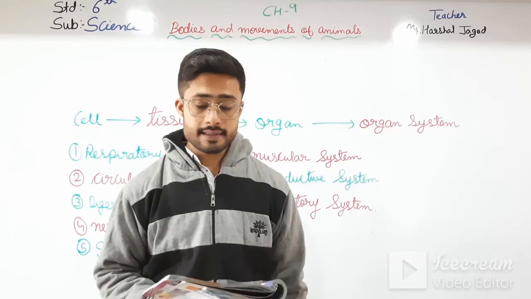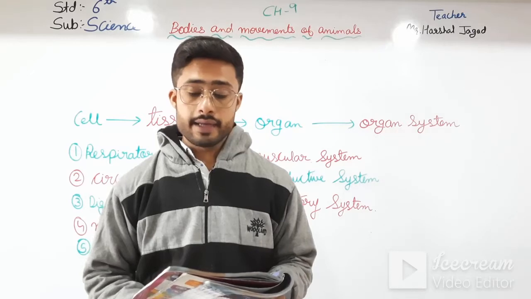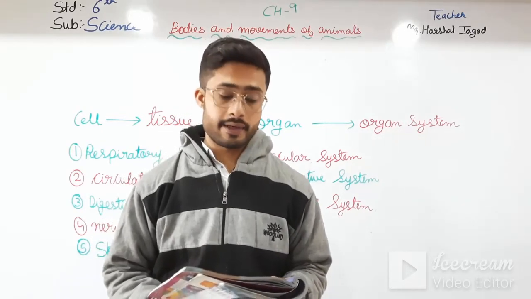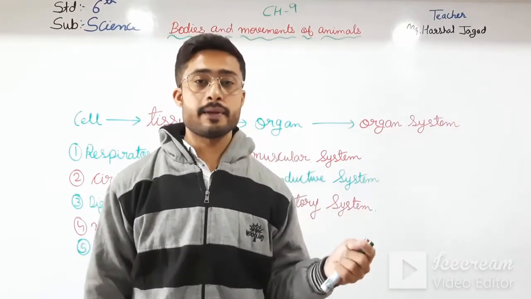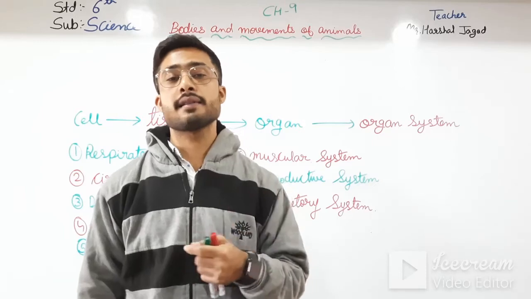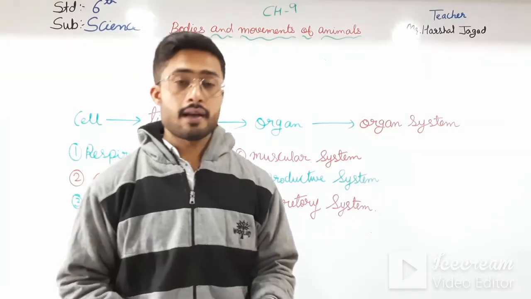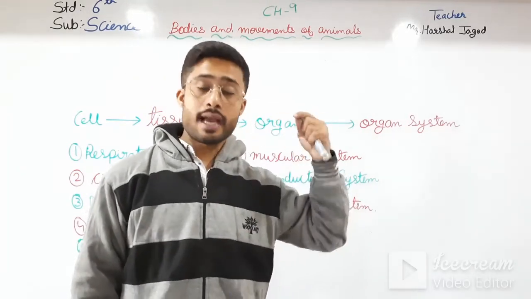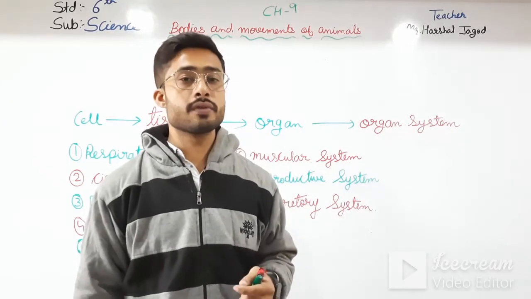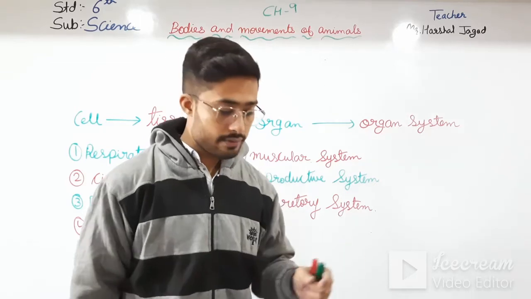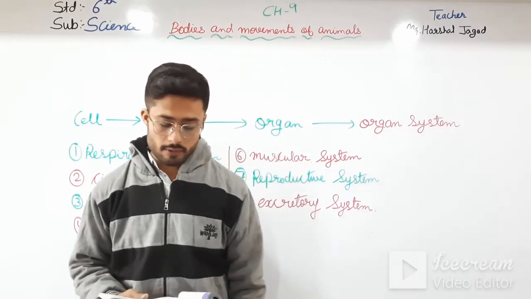Based on the presence or absence of backbone, we can group animals into vertebrates and invertebrates. Means the animals which have a backbone are known as vertebrates, and those which do not have backbones are known as invertebrates. So here, movement in invertebrates: if they don't have a backbone, how can they move? We have seen the earthworm, how it moves. Yes or not, students? We have seen that it moves. So how does the earthworm move?